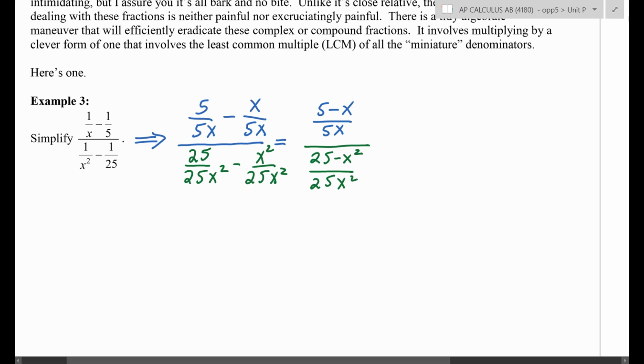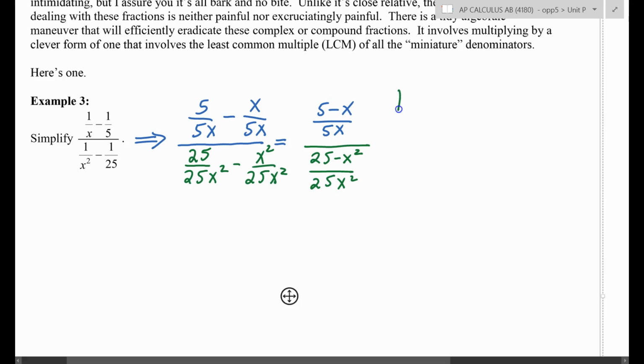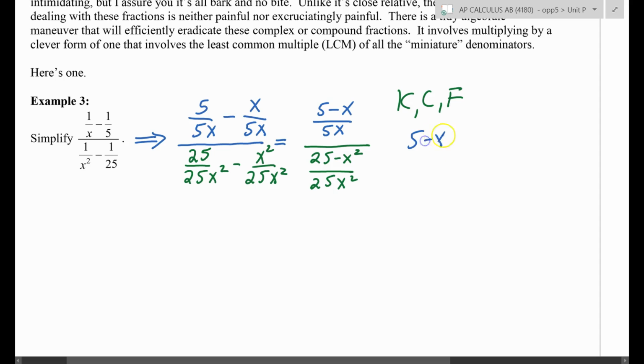How many fractions do I have in the numerator? How many fractions do I have in the denominator? Let's go eat at keep, change, flip. KFC, but it's like somebody messed up when they hung the letters. So it's going to be 5 minus x over 5x times 25x squared over 25 minus x squared. What did I do? Kept the fraction on the top the same, changed the division to multiplication, and flipped the denominator, right? Keep, change, flip.